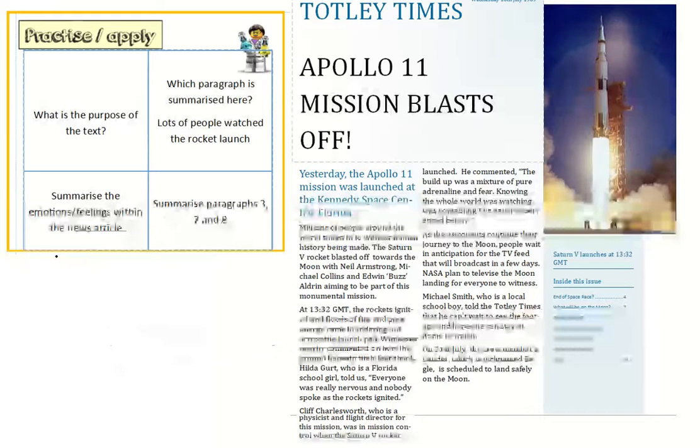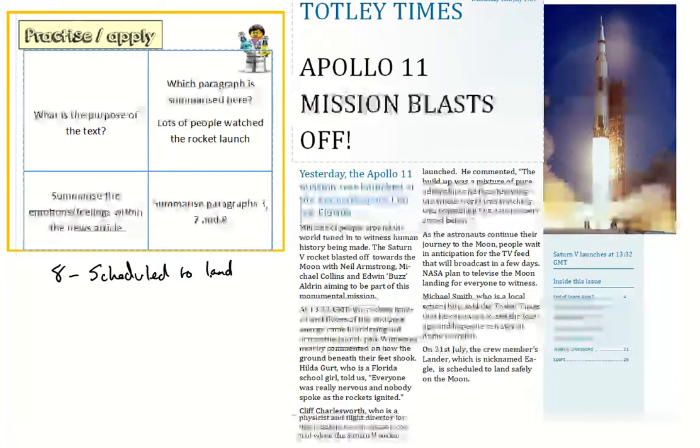There we go. And then paragraph 8, well, that's the last one, isn't it? We can just put scheduled to land on the 21st of July. And that would be your answer there. Easy as that. Lovely. So remember, summarising, just a sentence, summing up what a paragraph's telling you. Well done with that, guys.